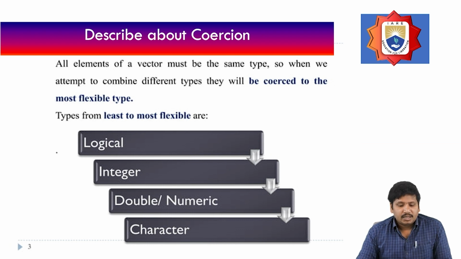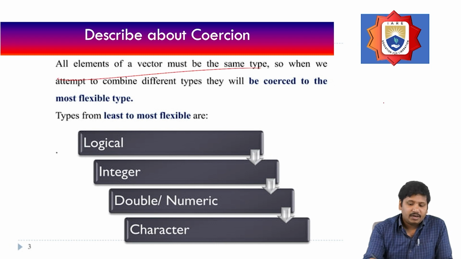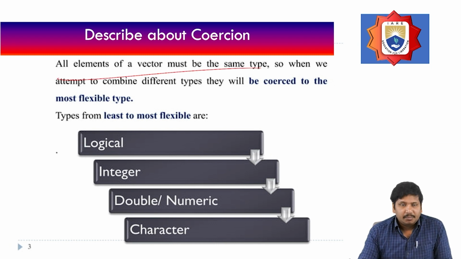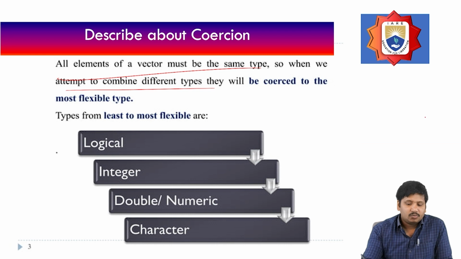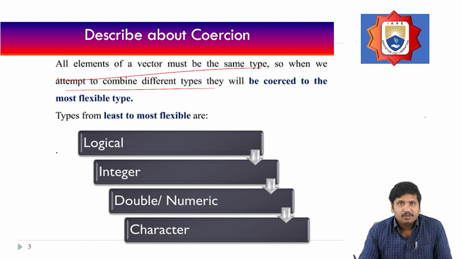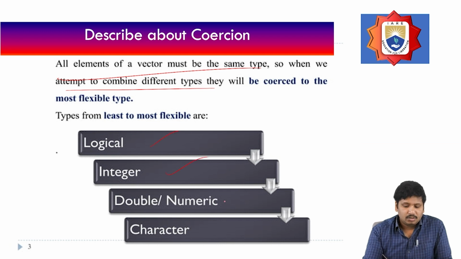The next one describes coercion. Coercion means all the elements of a vector should be of the same type. When I attempt to combine different types of data, the types are logical, integer, numeric, and then character. Normally the conversion goes from logical to integer, integer to numeric, and numeric to character. The reverse is not possible.